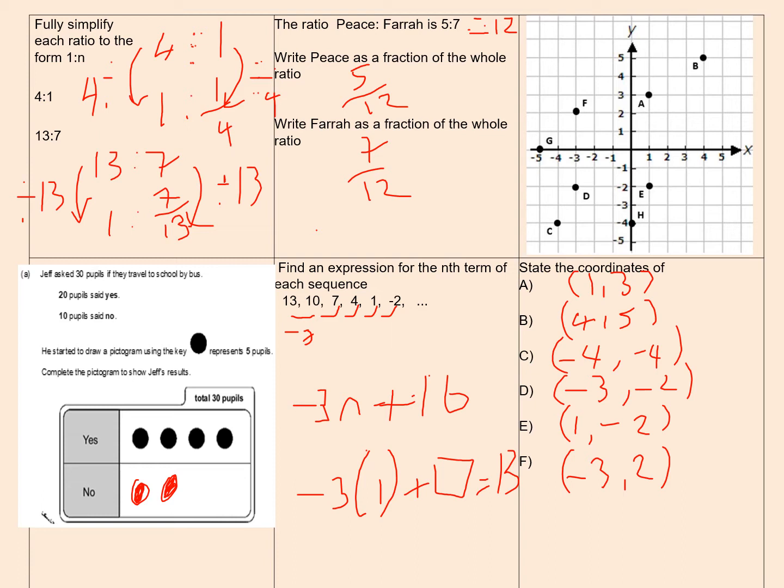Okay, the final one from the starters today was coordinates. Now, a coordinate is only a coordinate if it's got the brackets around it, and it's got the x and y coordinate. We always do the x, the horizontal, first, and then we look up on the y-axis. So we look at A, it's in brackets, it's a coordinate. We're going along the x-axis 1, and then we're going up the y-axis 3. So it's like going in your house, and then up the stairs.